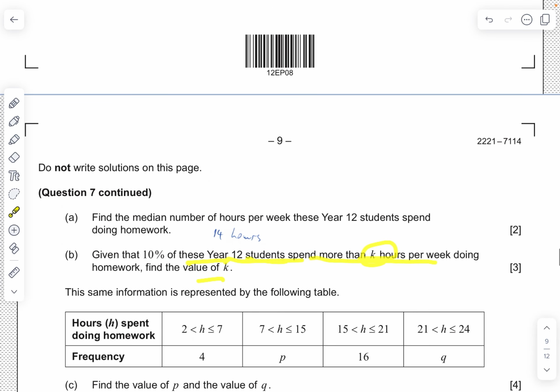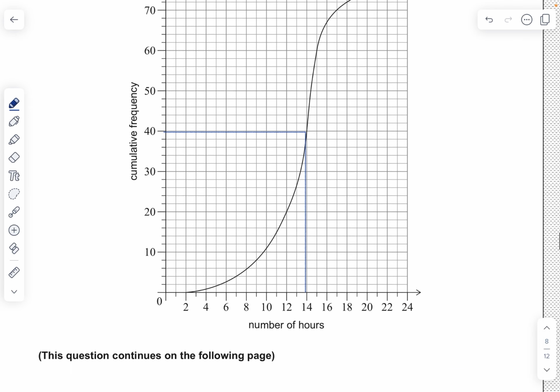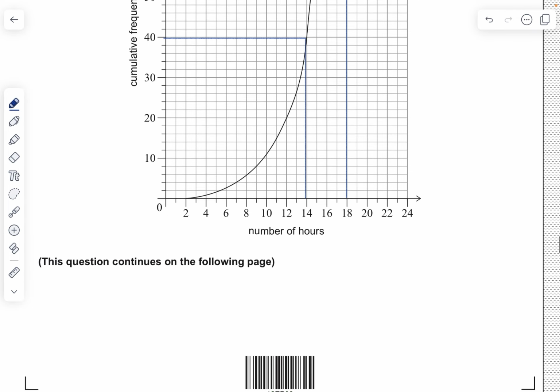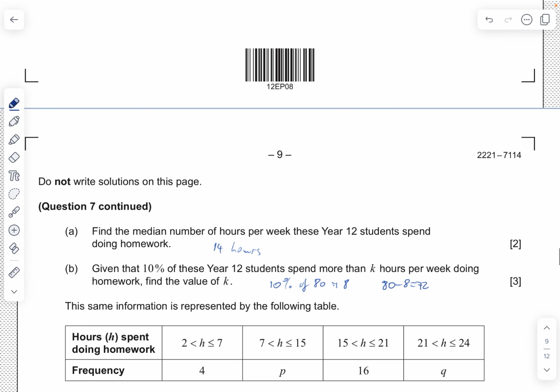I better write that down as a calculation. So 10% of 80 is 8. And because I want the top end, I need to do 80 subtract 8 equals 72. So I get my longest ones up here that are doing the most hours. Take my 8 off here, and I get to here at 72, like we did on the thing. It comes down to 18 hours. So they spend more than K hours, so K equals 18.